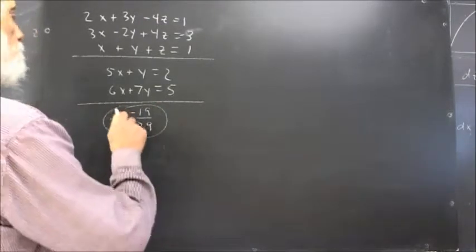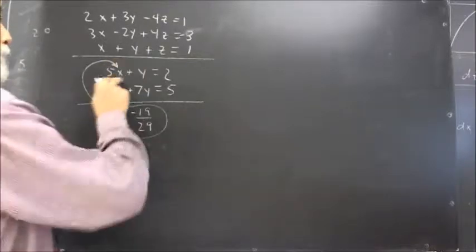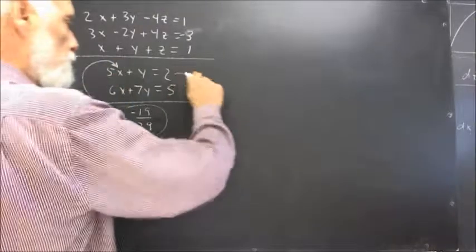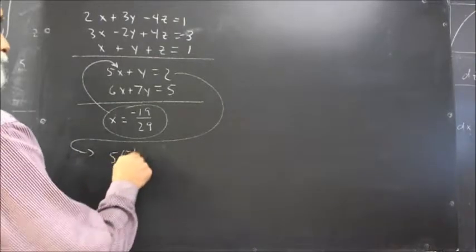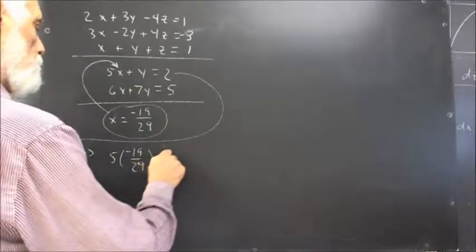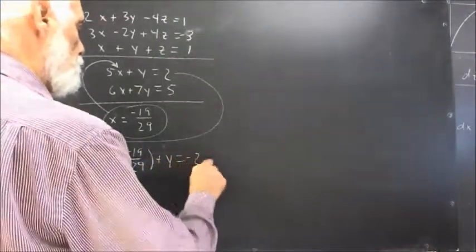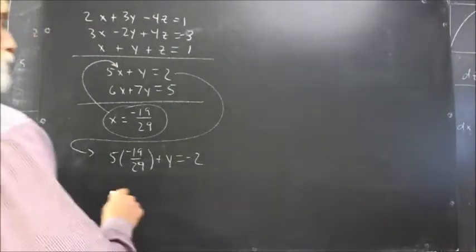Now we take that and we plug it into either of these equations. I'll choose this one because it's easier to draw the arrow. And we get what? We get 5 times negative 19 over 29 plus y equals negative 2. Okay? Now we solve that.